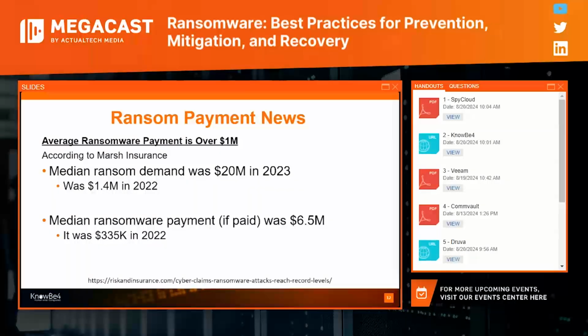So the average ransomware payment, if paid, so again, that's only 13 to 28% of the companies, was $6.5 million. And that was after it was only $335,000 in 2022. That figure blows my mind. The average ransom being paid is $6.5 million. We now routinely know of companies that are paying 20 and 30 and more millions of dollars.